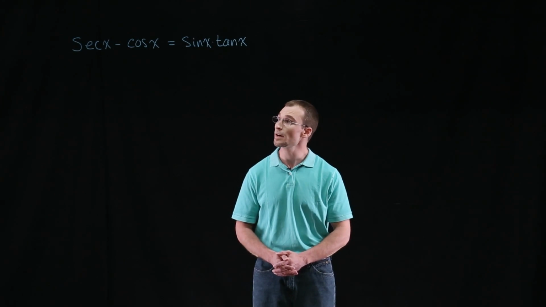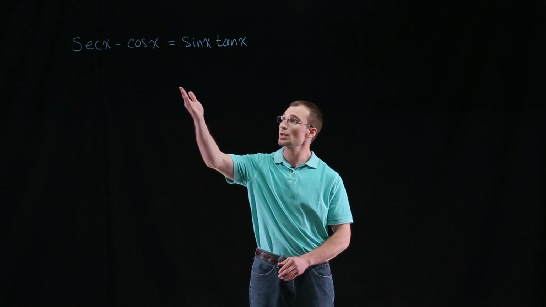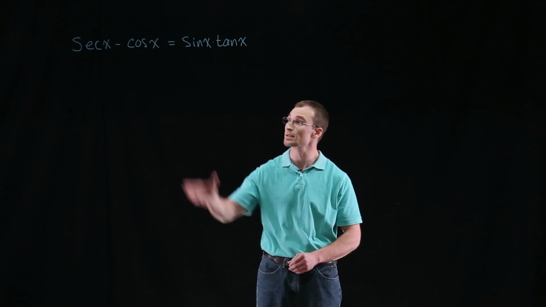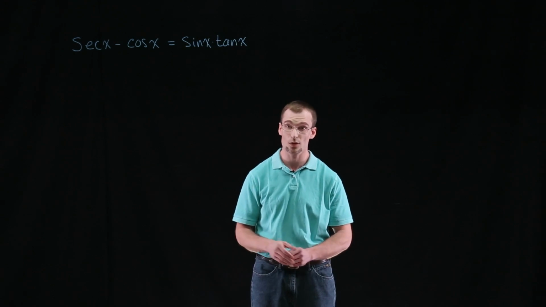Welcome everyone, I'm Adam. And in this problem, we're going to be verifying the identity secant x minus cosine x is equal to sine x times tangent x. And specifically, we're going to start with the left-hand side and turn that into sines and or cosines.